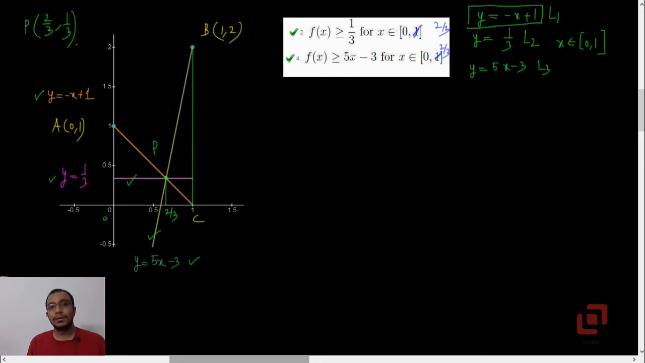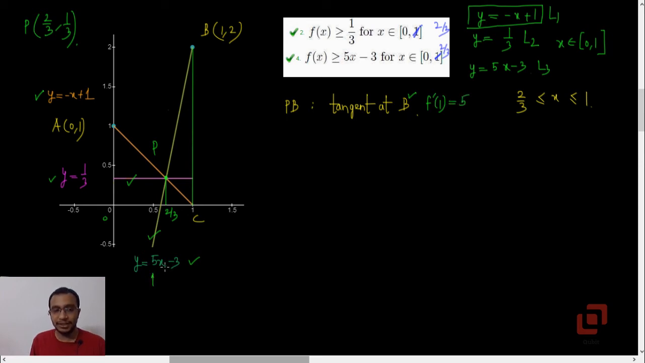Therefore what needs to be considered is only that portion of the interval where x lies between 2 by 3 and 1. This is the interval that we are going to discuss right now. The other thing that we note is that line PB is tangent at B, because it is given in the problem that f dash of 1 is 5 and the slope of this line also is 5, y equal to mx plus c, m is 5.